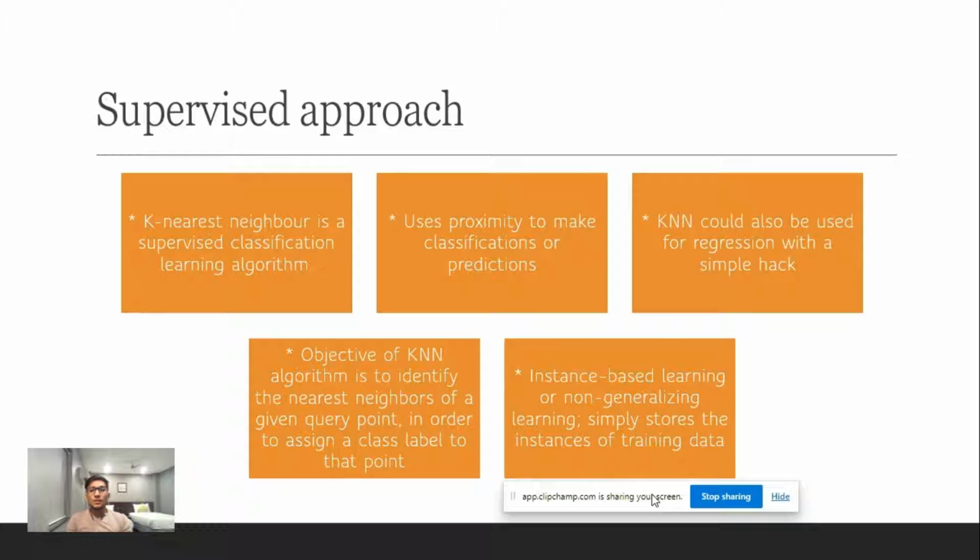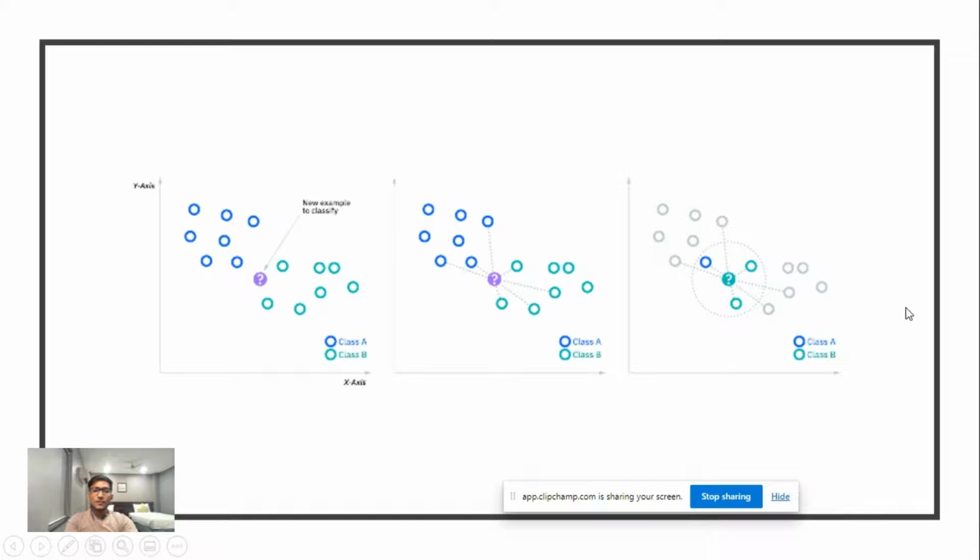So we first identify the nearest neighbors associated with a particular point for which we are looking for the class label, and then we assign the class label based on the nearest neighbors. The number of nearest neighbors depends on the value of k that we select. It is an instance-based learning or non-generalizing learning. What this means is at training time, it simply stores the training instances. There is no computation happening during training time. All the computation happens when we make a prediction. Hope this makes sense. Let us now move forward to the next slide.